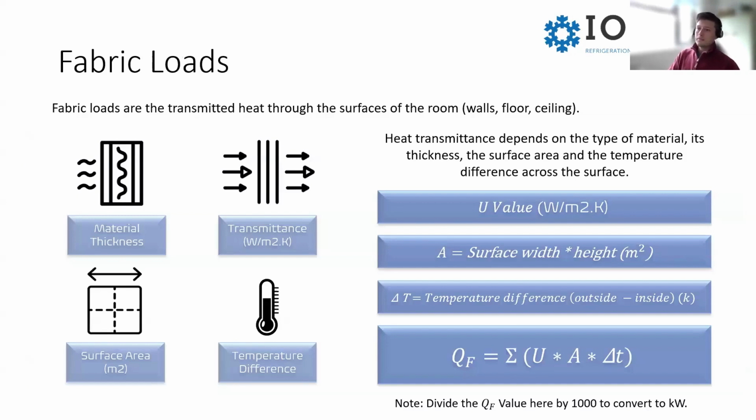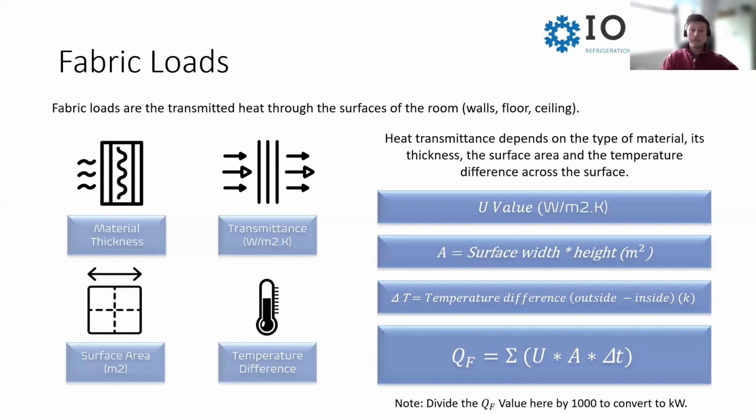So we'll dive straight into fabric loads. These are the loads transmitted through the surfaces of the room. So our walls, floor, ceiling. Generally, a space will have at least 6 surfaces. More advanced or complicated rooms may have more. And again, you'll have to do this calculation for each surface.